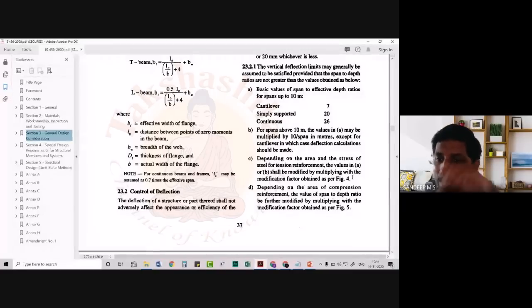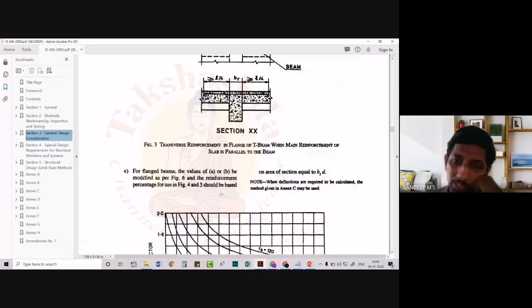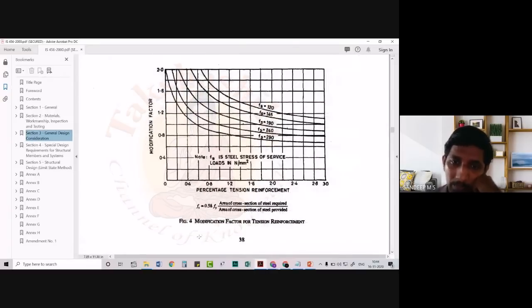And they have mentioned that to refer to figure 4 for obtaining the modification factor. Let's move on to figure 4. So this is your figure 4, modification factor for tension reinforcement. You have some curves like this, and on the x-axis you have percentage tension reinforcement, and on the y-axis you have modification factor. And if you see, you have different curves for different stresses coming in your steels.